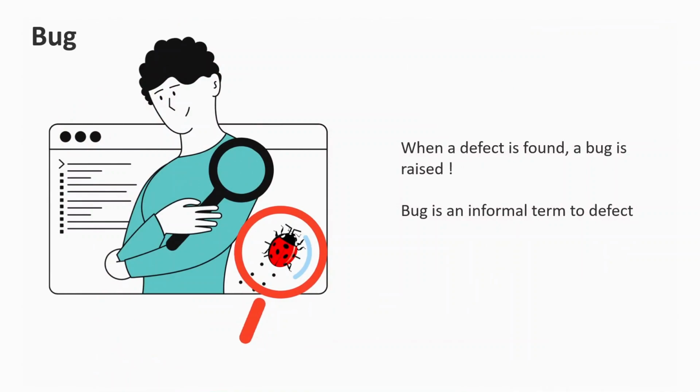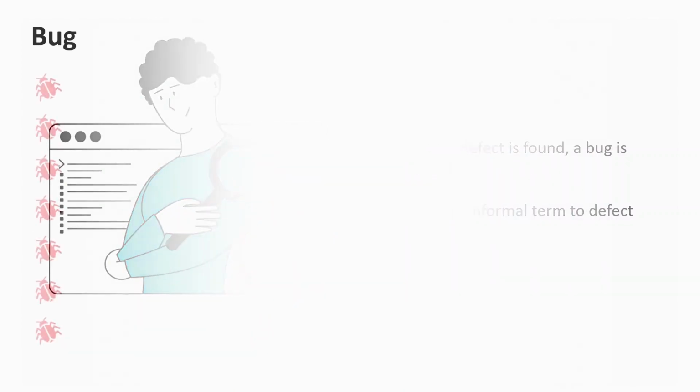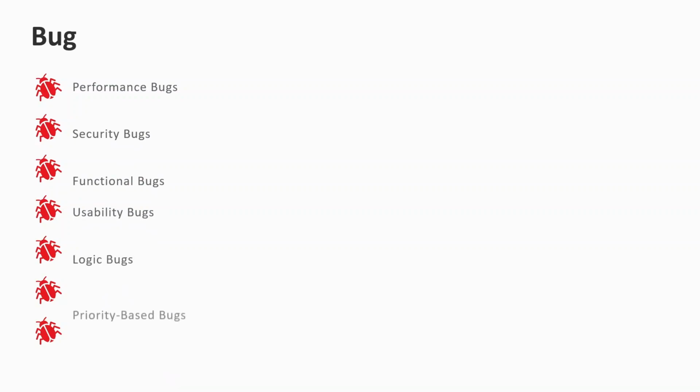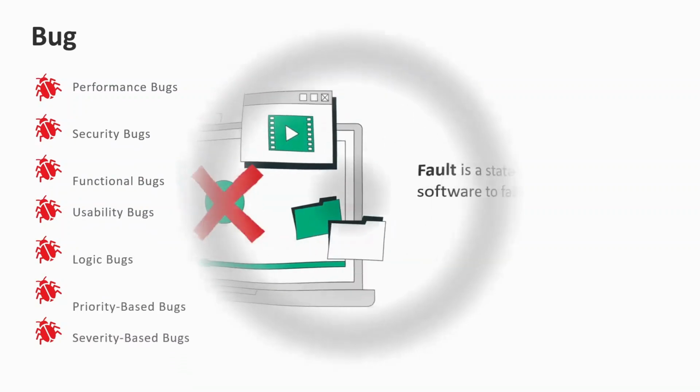Bug. Bug is an informal term for a defect. When a defect is found, a bug is raised. What are the types of bugs that we encounter? Performance bugs, security bugs, functional bugs, usability bugs, logic bugs, severity and priority based bugs.